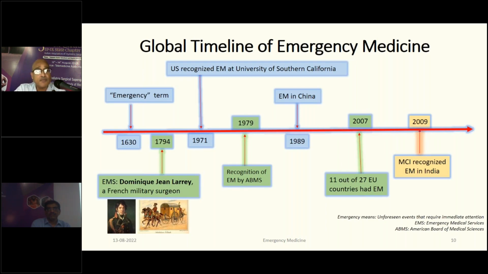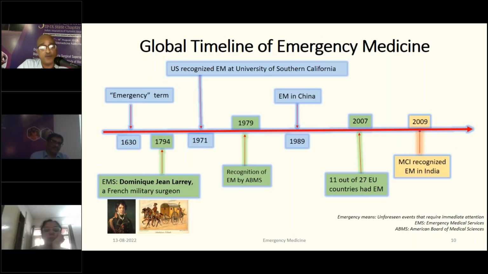From there it went on to the starting of ambulance services in the US, and then the first recognized emergency medicine program was started at the University of Southern California, and the specialty as such was recognized by the American Board of Medical Specialties in 1979. China started it as a specialty in 1989. Why China is being talked of is because they have the maximum population, and India being the second. Out of the 27 EU countries, 11 already had emergency medicine in 2007 itself, when the EU was being made. And India recognized the specialty in 2009. The MCI recognized this specialty in 2009.